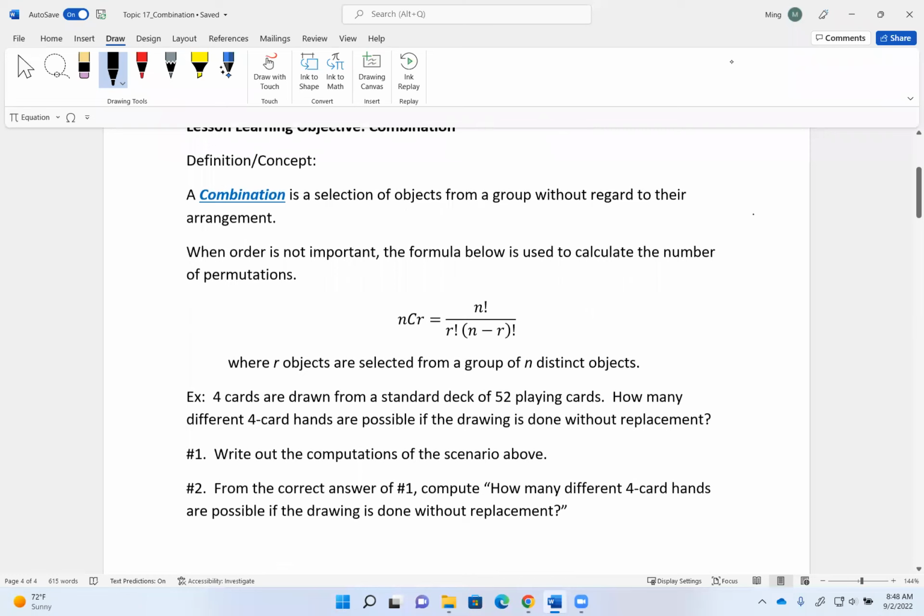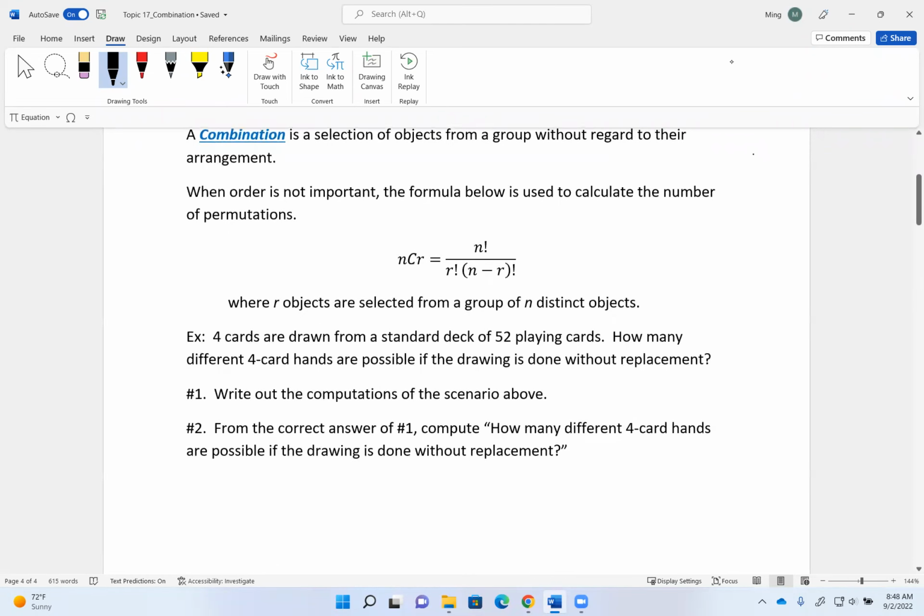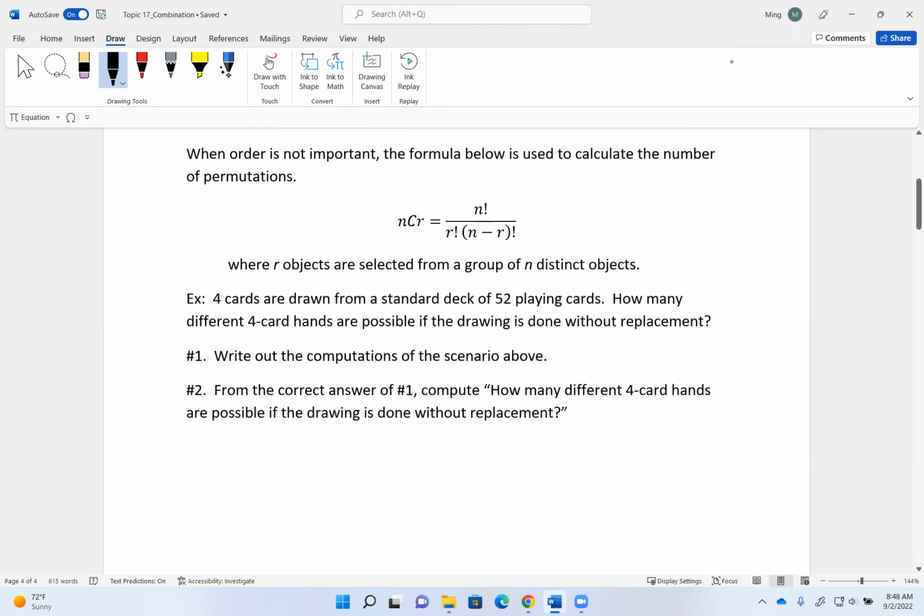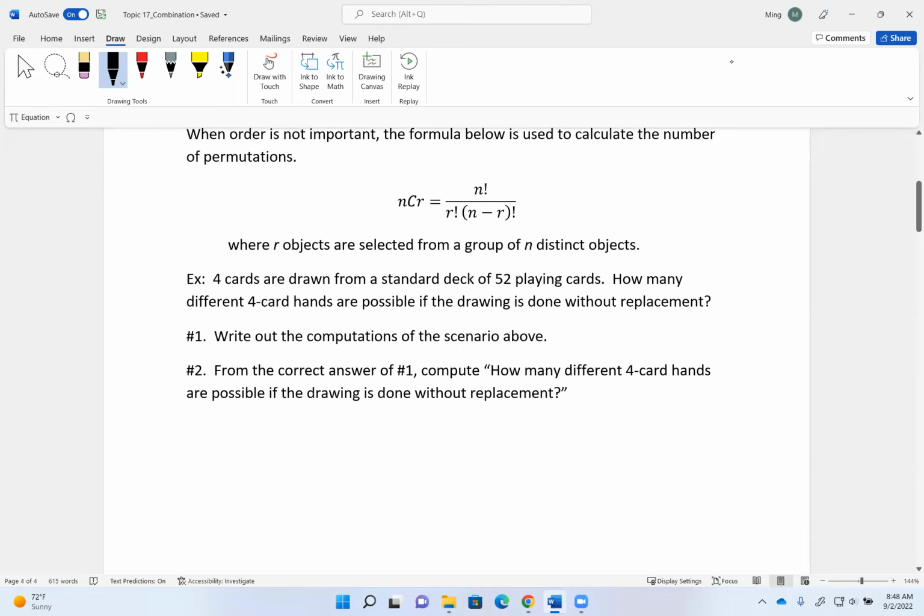Let's do some examples real quick, and you can begin to see the difference between permutation and combination. Let's say we're going to play a card game. Four cards are drawn from a standard deck of 52 playing cards. How many different 4-card hands are possible? Think about this. Does the order of the 4 cards you get really matter? Let's say I draw ace, ace, ace, ace. Does it really matter which ace I draw first? The answer is no.